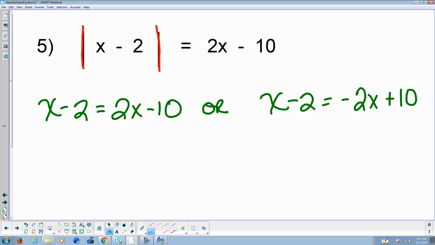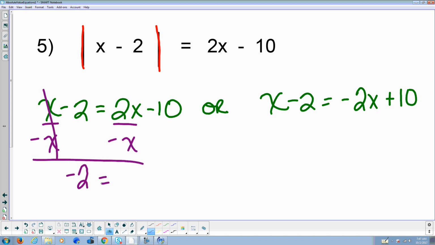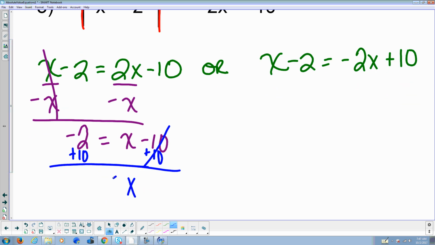So I notice here I've got an x on both sides. I don't like that. So I'm going to pick one to eliminate. I'm going to subtract x from both sides. So that cancels. It leaves me with negative 2 equals 1x minus 10. And then I'm going to add a 10 to both sides. So x then equals 8. That is a possible solution to this equation.